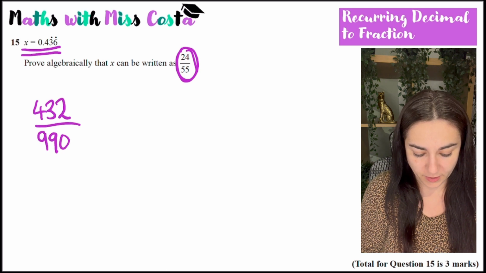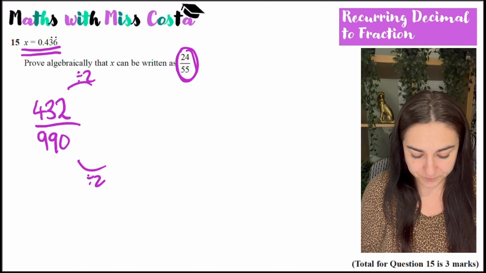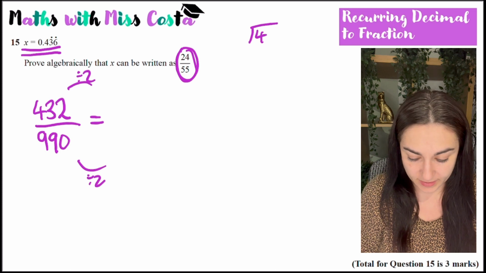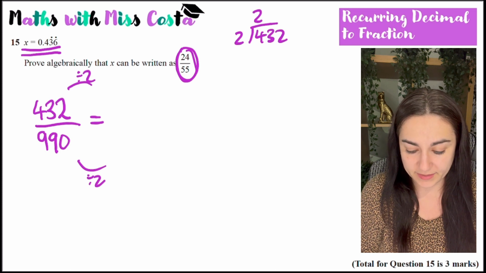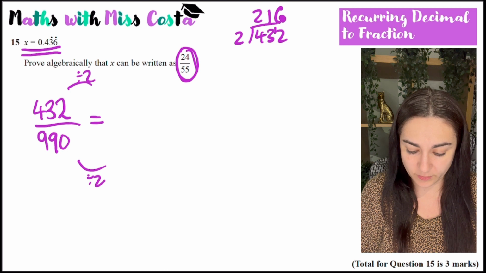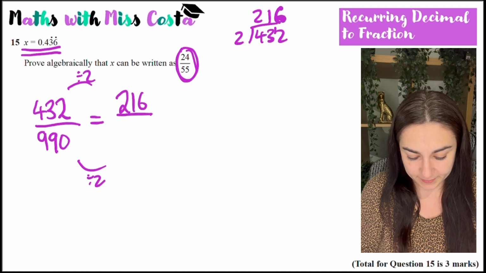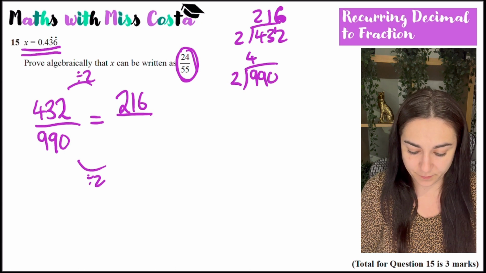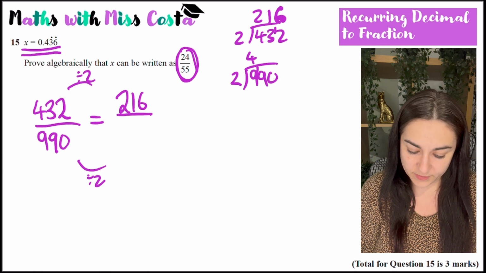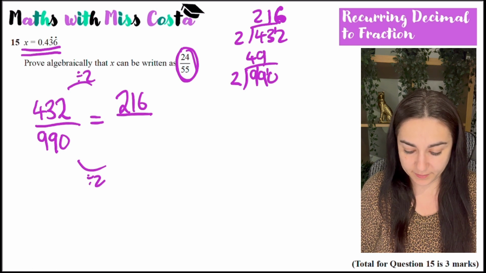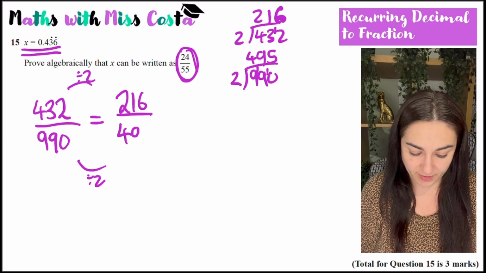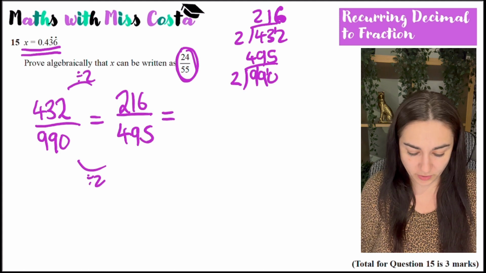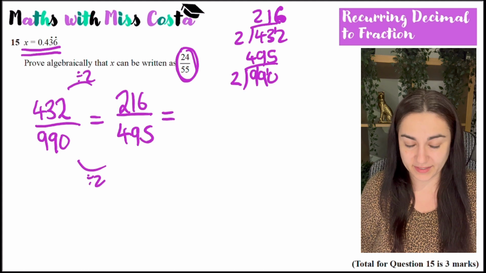So 432 over 990 divided by 2 is going to give me, and if this is non-calculator, so let's just do it with the bus stop method. 2's into 4 go twice, 2's into 3 go once, remainder 1, 2's into 12 go 6. So that's going to be 216 over, and then let's do 990, 2's into 9 go 4 times, remainder 1, 2's into 19 go 9 times, remainder 1, and 2's into 10 is 5. So now I've got a slightly simplified fraction. Now I know that I'm not going to be able to divide by 2 because 5 doesn't divide by 2.